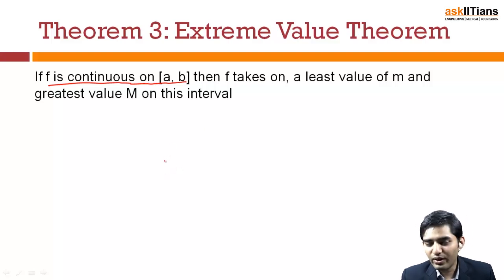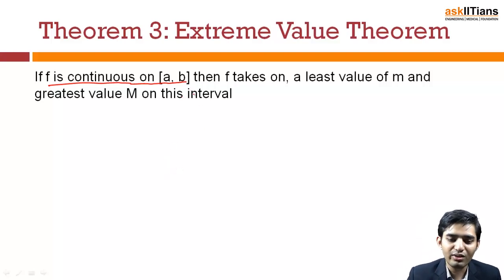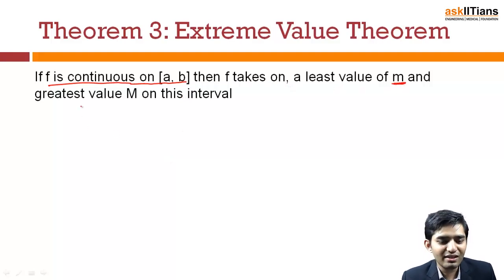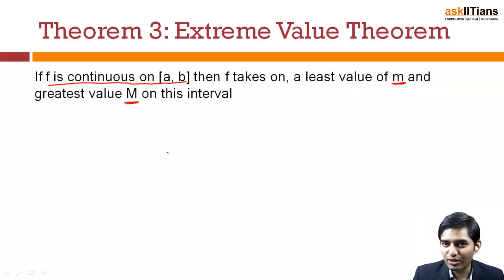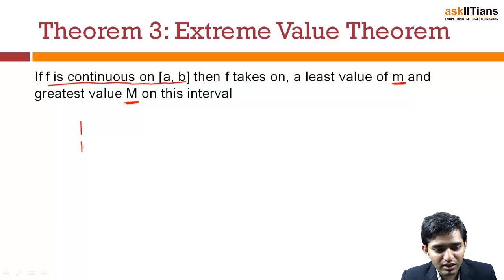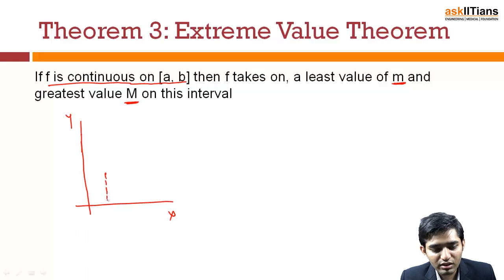Now, if f(x) is continuous on a closed interval a to b, then f takes on a least value of small m, the minimum value, and a greatest value of capital M on this interval. So what this theorem is trying to say is, if f(x) is a continuous function on a to b, suppose this is the xy plane, and this is x equal to a, where the value of the function is f(a), and at x equal to b the value of the function is f(b).